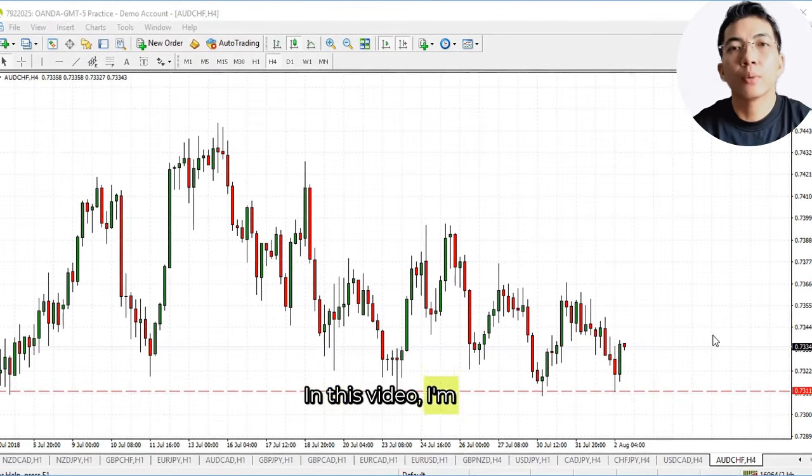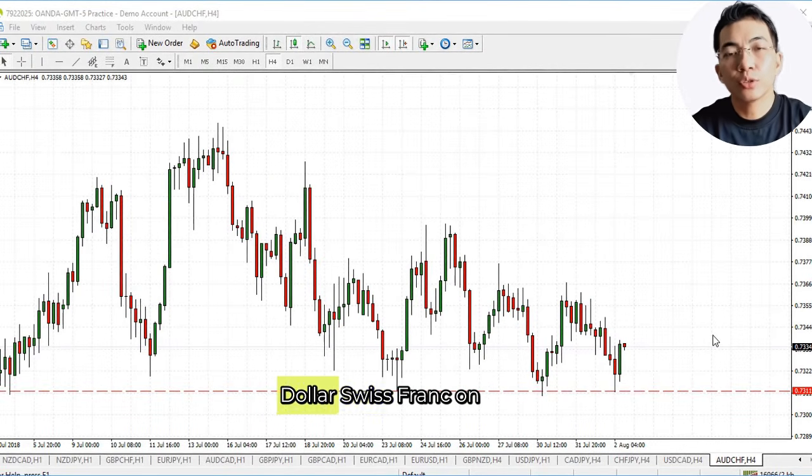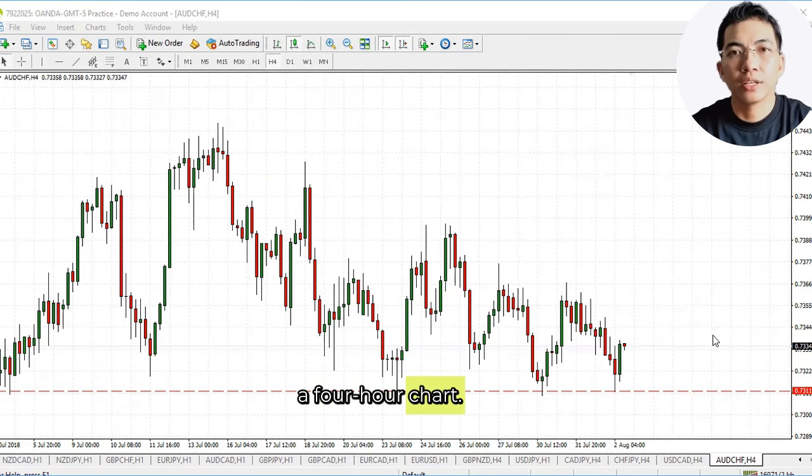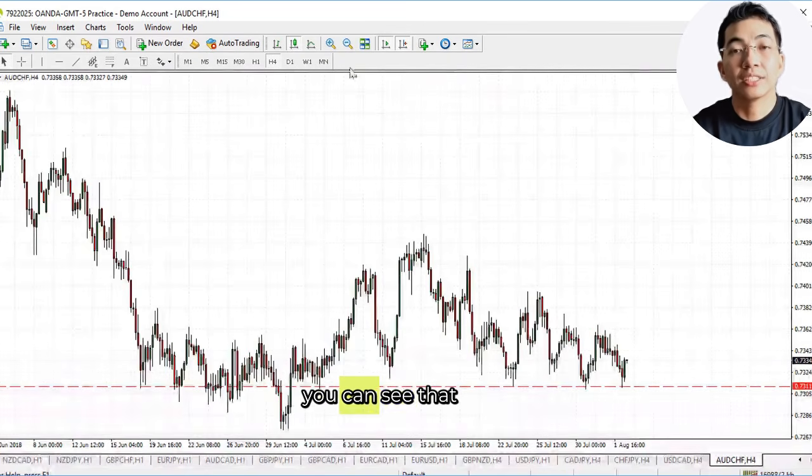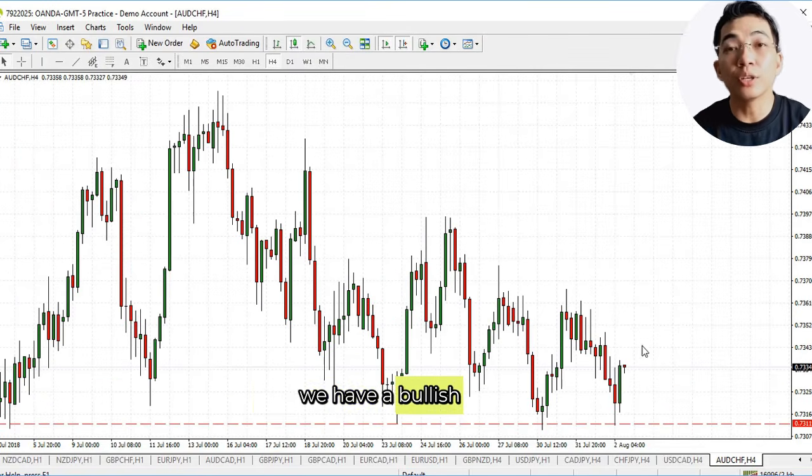In this video, I'm going to analyze Australian dollar Swiss franc on a 4-hour chart. This is not a currency pair that I usually trade, but here we have a very good opportunity. We have a very strong support here. If I zoom out, you can see that it also worked in the past. And then we have a bullish engulfing pattern right on the support.